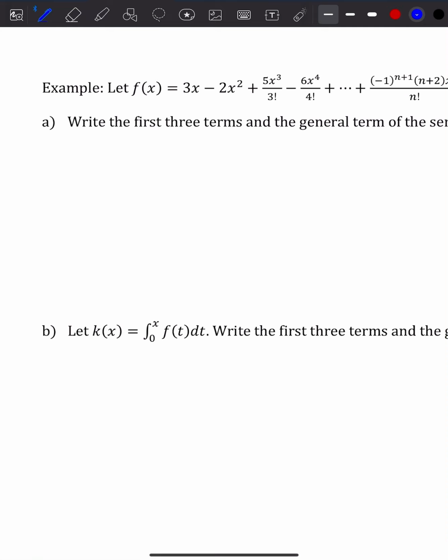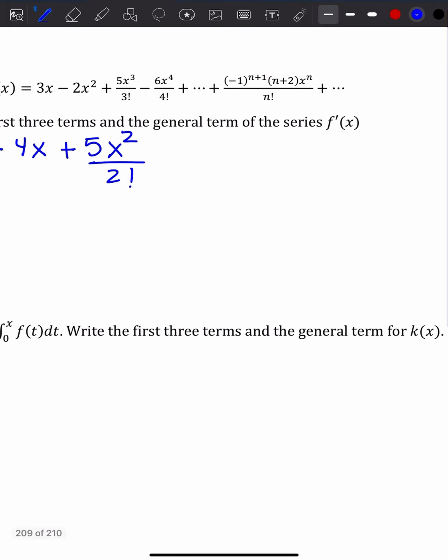So the first part here, we're going to do derivatives. So f prime of x is equal to the derivative of 3x, 3, minus the derivative of 2x squared, plus the derivative of 5x cubed over 3 factorial. I know we're going to multiply by 3, but we have a 3 factorial in the bottom, so I'm going to go ahead and simplify that. So we have 5x squared over 2 factorial. And then the same thing, we have minus 6x to the 4th divided by 4 factorial. We're going to multiply by the 4, but because we have the 4 factorial in the bottom, we're going to go ahead and get rid of it, so it becomes a 3 factorial.